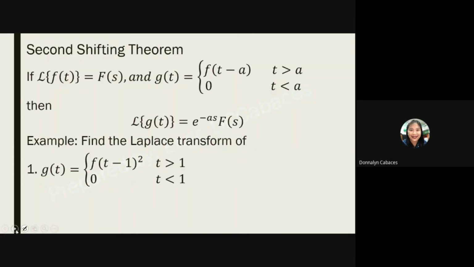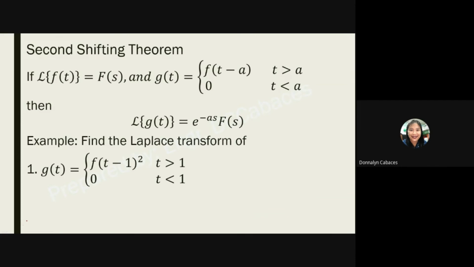Now we go to the second shifting theorem. If the Laplace of f of t is equal to F of s, and another function g of t is equal to f of t minus a when t is greater than a and 0 when t is less than a, then the Laplace of g of t would be equal to e to the negative as F of s.